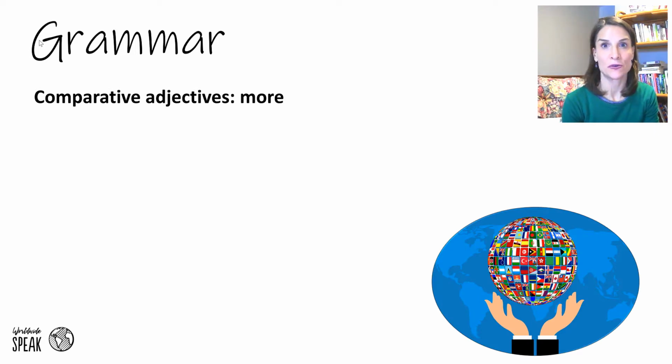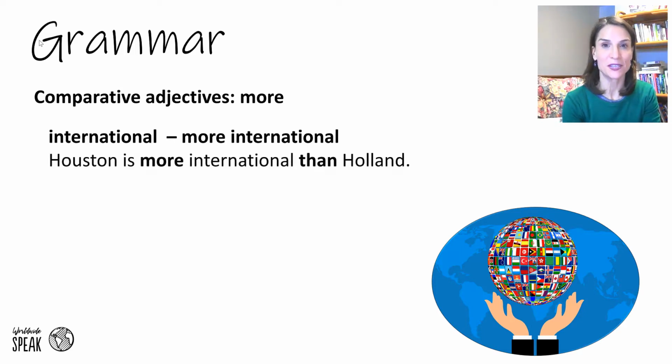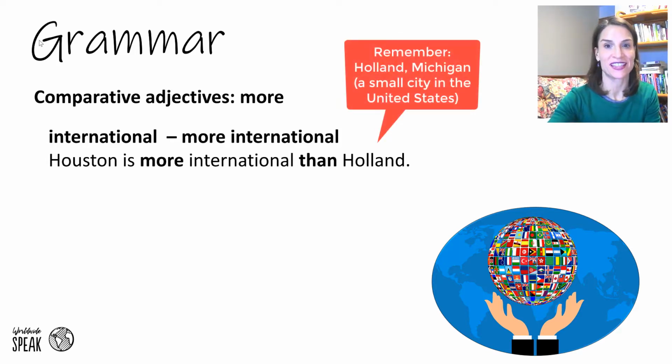So let's look at what we do with our longer adjectives. I told you there were two structures. ER was for the short adjectives. For the long adjectives, we will use more. So if I have a word like international, that's an adjective, then I just leave it as it is, international, and I use the word more in front of it, like this. International, more international. Houston is more international than Holland. This is Holland, Michigan. Houston is more international than Holland. And again, I'm using that very important word, than, in my construction.